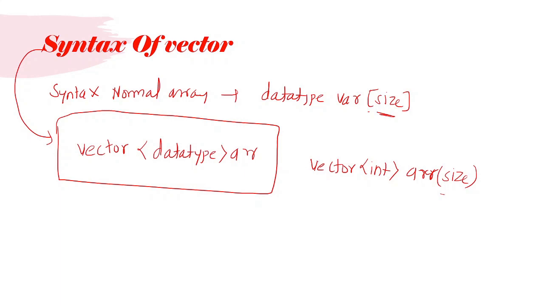Now the question comes, in which header file does the vector lie? The vector lies in a header file called hash include vector. So this is the header file where the vector lies. I hope you got to know the syntax of a vector.